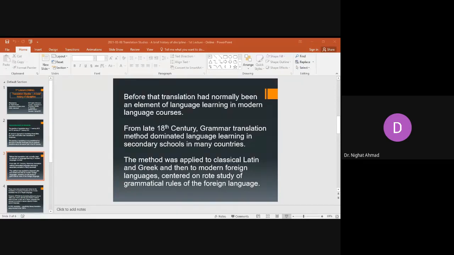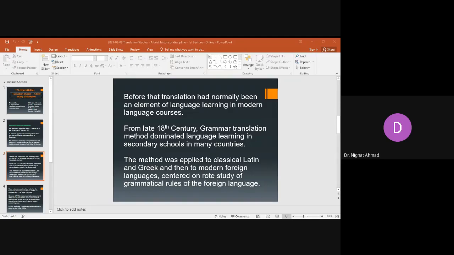And mind you, why I'm saying translation is that somebody has an L1 mother tongue that is different, and then learns the second language with this particular grammar translation method. So this method had its utility for quite some time. It was being used, as I said, in Europe, especially in secondary schools. It was not in one country, it dominated in many countries. And it was known by the name grammar translation method. And it was also applied for learning classical Latin and Greek, and then to modern foreign languages.